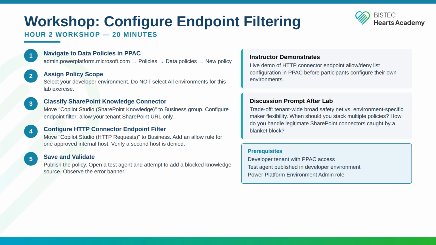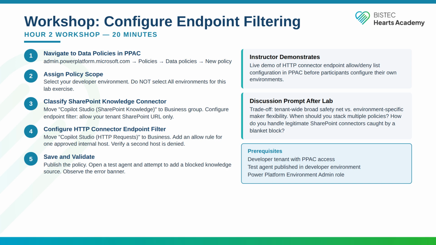Step 4. Configure the HTTP connector endpoint filter. Find Copilot Studio HTTP requests and move it to business. Add an allow rule for one approved internal host. Any HTTP request node calling a host not on the allow list will fail at runtime.